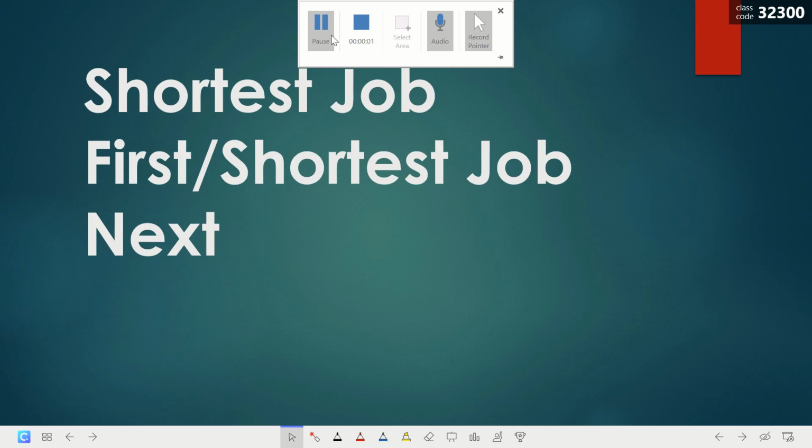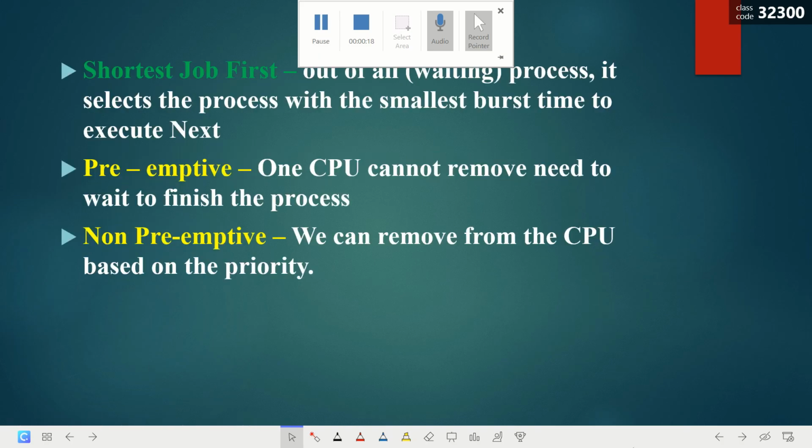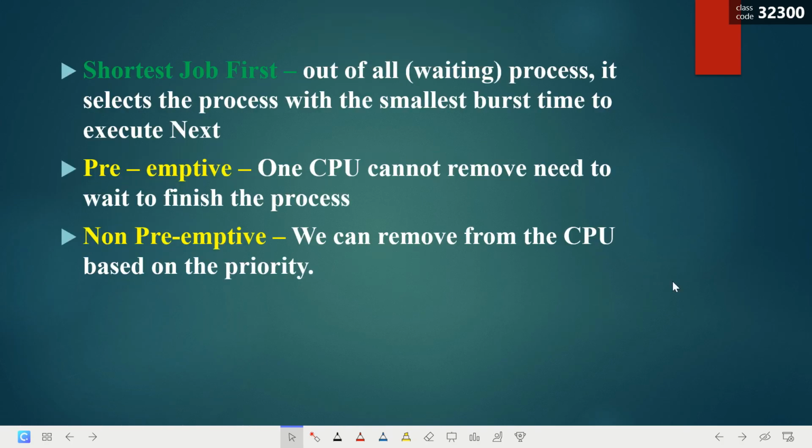Good day, everyone. Today you are going to learn about the shortest job first, or the shortest job next. First, let us define what shortest job first, or SJF, is. Out of all waiting processes, it selects the process with the smallest burst time to execute next.